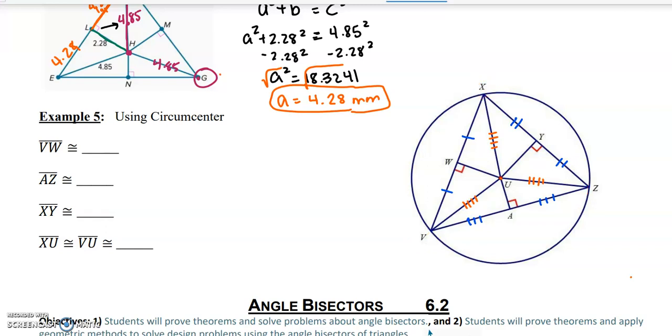So for our VW, it's going to be congruent to XW. Our AZ is going to be congruent here to our AV. Oop, lost my little tick mark there. And then XY is going to be congruent over here to ZY. And then we again have all three of our vertex points to our circumcenter being congruent. So that would be XU, VU, and then this one right here, ZU.